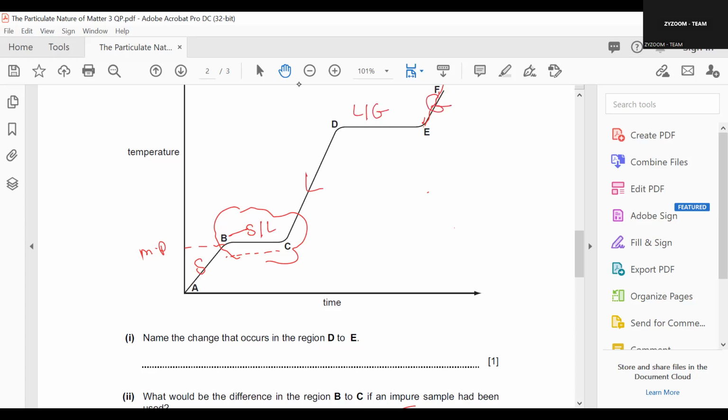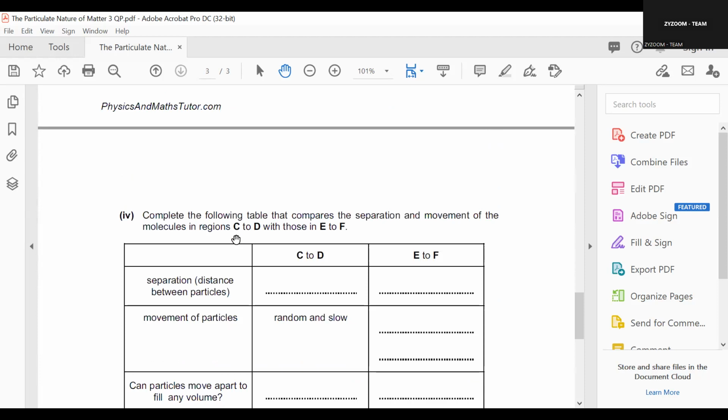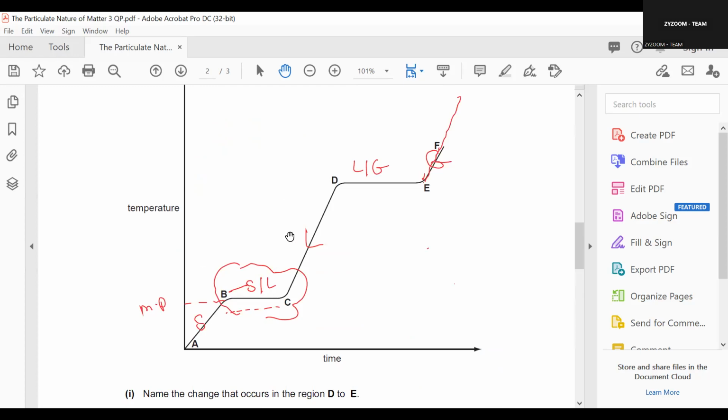Do you understand? Yes. So far, do you understand? Let's see the question. The question is asking about the distance between the particles. Did I tell you what happens to the particles? You would say, yes, particles would gain energy. They would move apart. They would break the bonds and they would separate. But this is not the question. The question is asking about the distance between the particles in the region C and D.